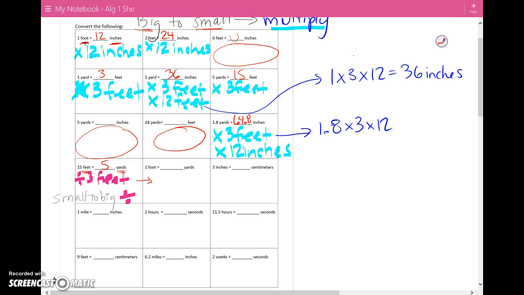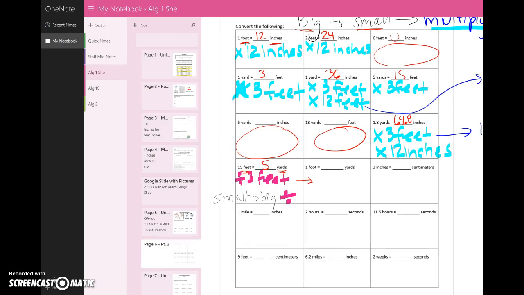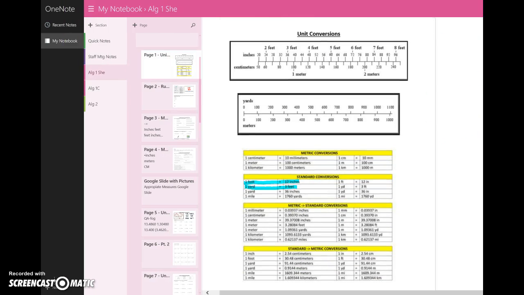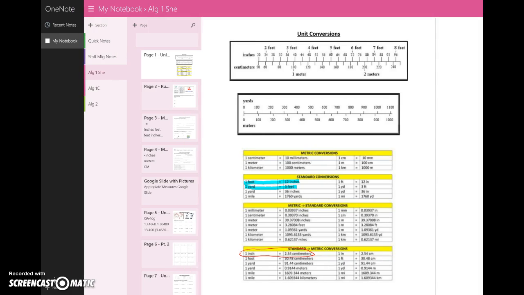Okay. So, but the thing is, I don't know how many centimeters are in an inch. Where can I find that information? Oh yeah, that's right. I can go back to my chart over here on the first page, and let's see. I'm going from standard to metric, so right here. Look at that. 2.54 centimeters in 1 inch. Okay, so let's go back.